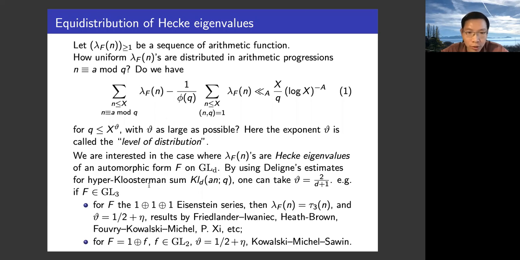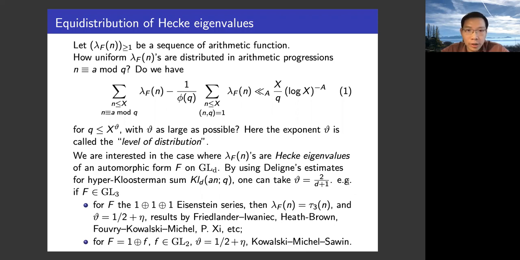Let us consider one example. If we consider a GL3 automorphic form, if the automorphic form is the isobaric sum of 1, 1, 1, this kind of Eisenstein series, then the coefficient amounts to the triple divisor function. And the trivial exponent should be equal to 1/2. Proving an exponent better than 1/2 amounts to the groundbreaking work of Friedlander and Iwaniec in the 80s, and there is subsequent work by Heath-Brown, Fouvry, Kowalski, Michel, and Pincus. If we consider another case of automorphic form on GL3, the isobaric sum of 1 and a GL2 cusp form, then an exponent better than 1/2 is proven by Kowalski, Michel, and Sawin.